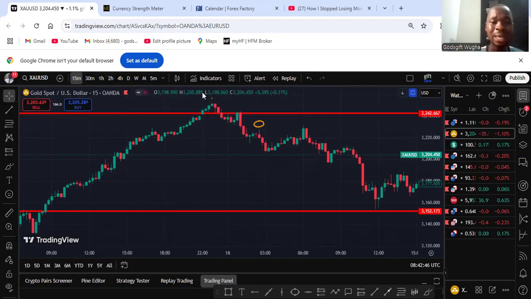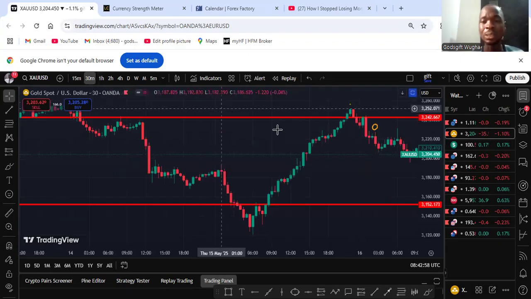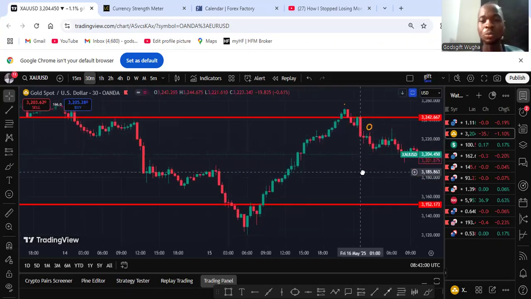You see this head, this is the left shoulder, this is the right shoulder. And then it came back to test this right shoulder again and then dropped. That is where I put my trigger. Let me go to it. You see, very well. This is what I was looking for.